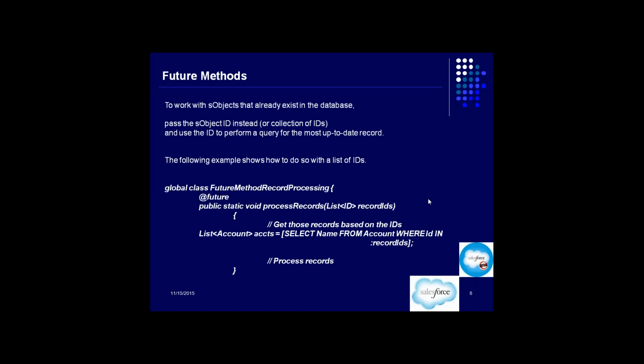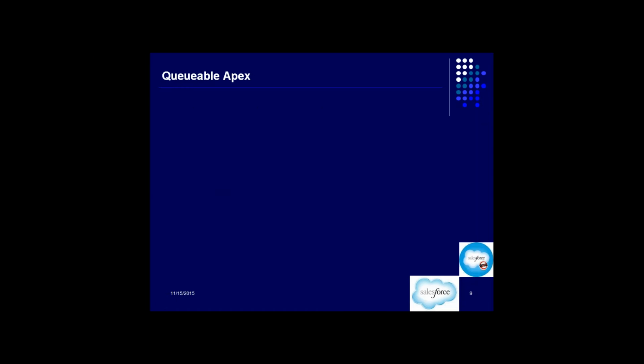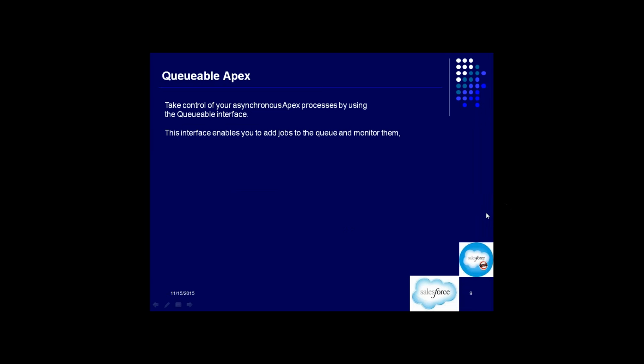How is Queueable Apex better than the future method? First of all, let's understand what Queueable Apex is. Take control of your asynchronous Apex process by using the Queueable interface. All right. What exactly will this Queueable interface do? This interface will enable you to add jobs to the queue and monitor them. This monitoring, I said, was a problem with the future method. You are not able to monitor. Queueable Apex allows you to monitor your job. So Queueable Apex adds the Apex job to the job queue, and it gives you an ID of the job.